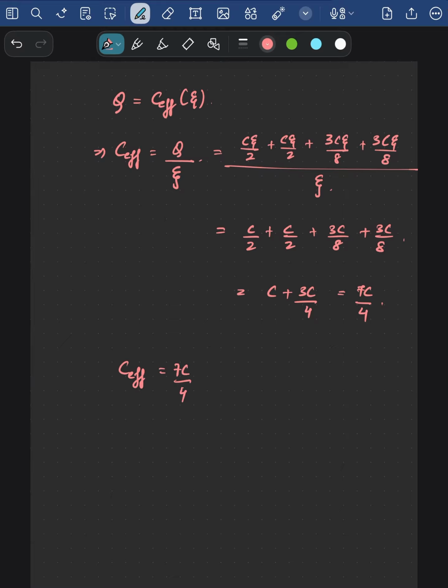And C value is equal to 4 microfarad. So this will become equal to 7 microfarad. Right? Hopefully this question made sense. See you guys in the next question.